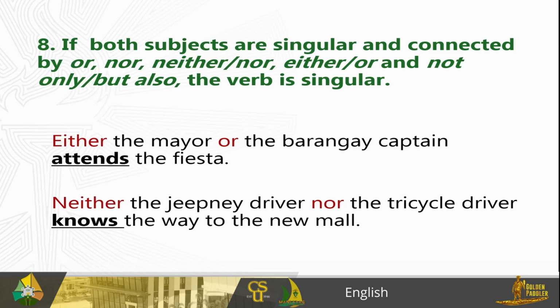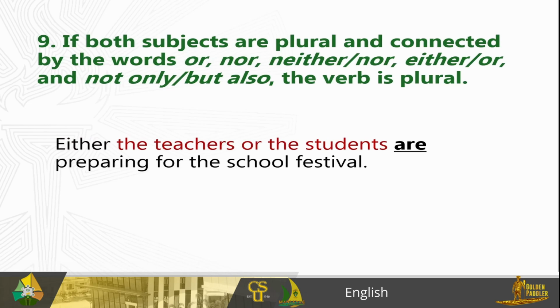For example, either the mayor or the barangay captain attends the fiesta. Neither the jeepney driver nor the tricycle driver knows the way to the new mall. Number 9. If both subjects are plural and connected by the words or, nor, neither nor, either or, and not only but also, the verb is plural.